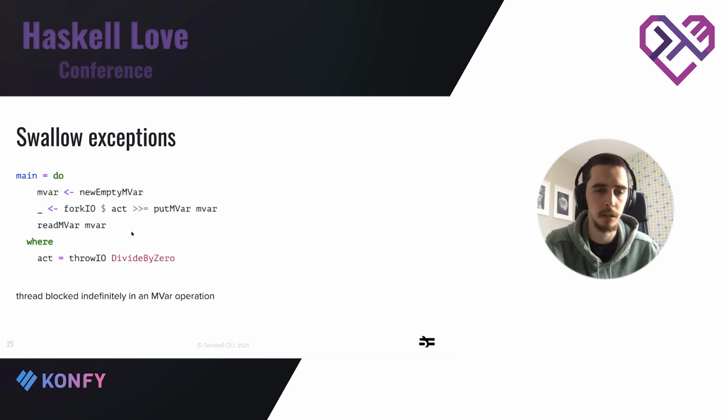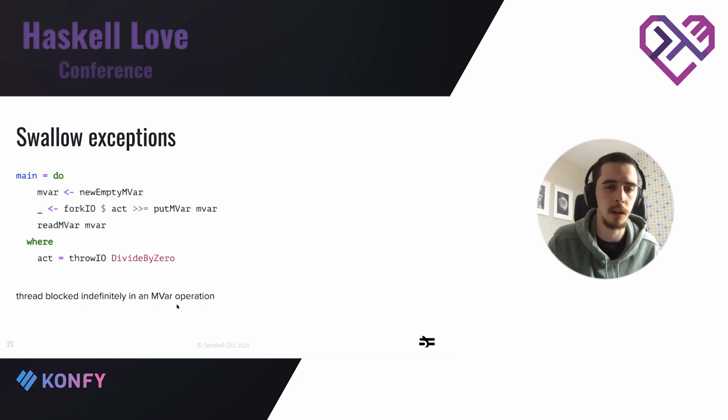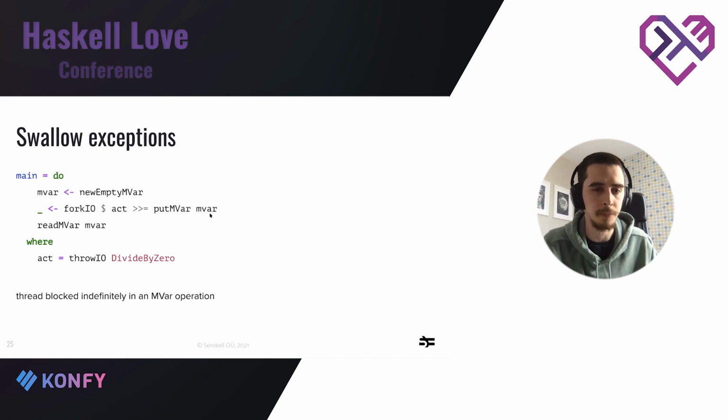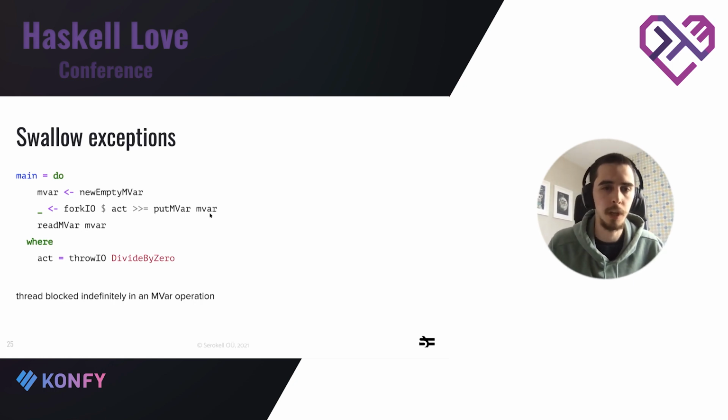Now, if I run this code on my machine, it will be stuck for a few seconds, and then it will print this message that it is blocked indefinitely in an MVar operation. It happens because the child thread throws an exception and stops before reaching the putMVar statement. And the parent thread has no way to know that its child died and will never put anything into the MVar. So in real code, the program would be much bigger and deadlock detection maybe would not work, and the program would be stuck forever, or maybe some part of the program would be stuck forever.